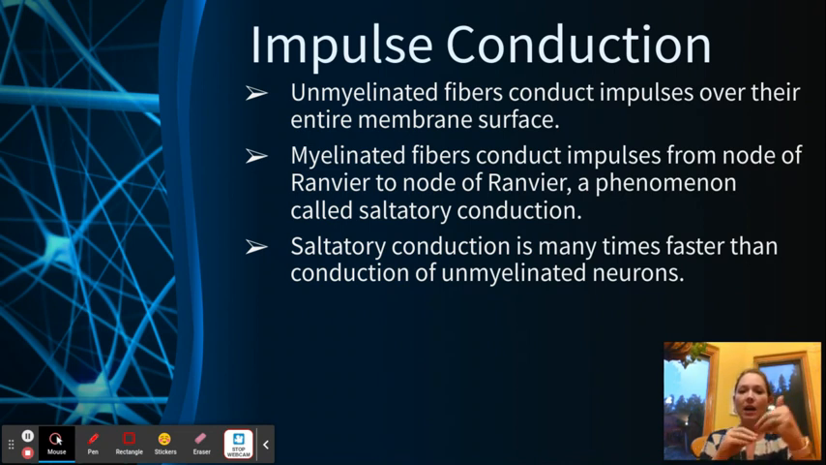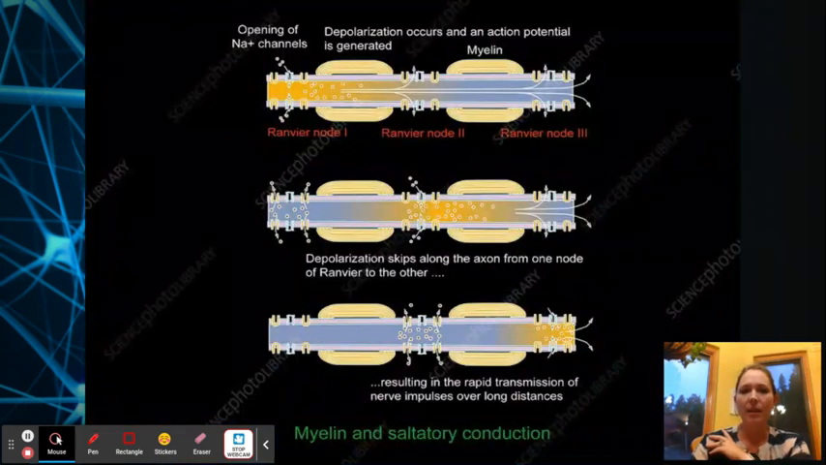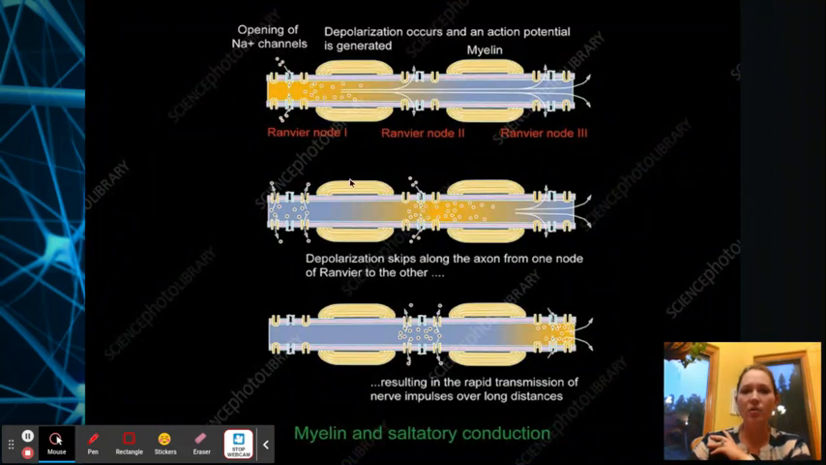And this phenomenon of the action potential jumping from one node of Ranvier to the next is called saltatory conduction. And so saltatory conduction is many times faster than the conduction, how fast the action potential travels down the unmyelinated neurons. And so we'll see later in the unit where myelinated and unmyelinated nerves are in our body, and why it's important that we have some unmyelinated ones and why we also need myelinated fibers that can conduct those action potentials faster. And so this is just a diagram to show you guys how that saltatory conduction works.